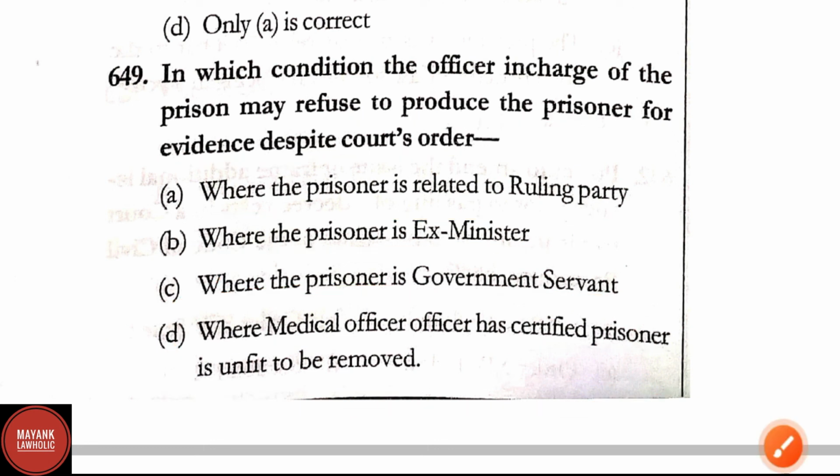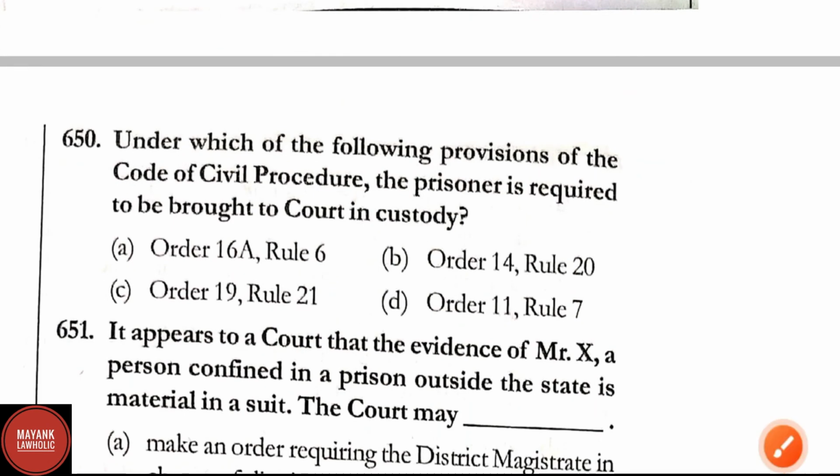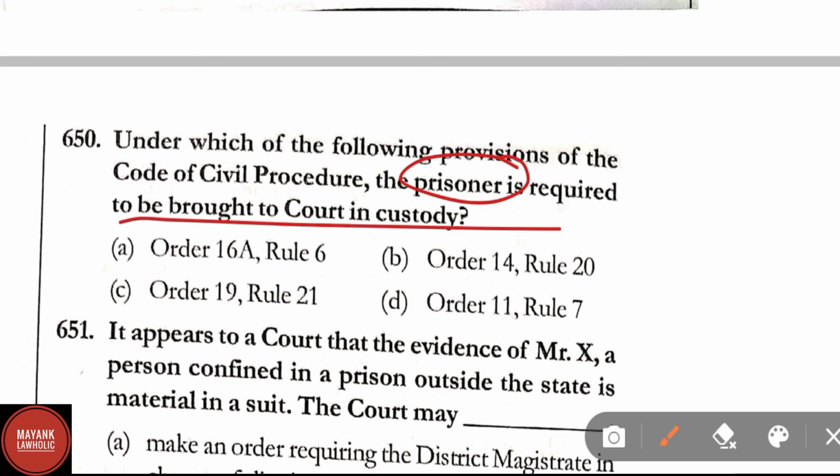Question number 650. Under which of the following provisions of the CPC the prisoner is required to be brought to court in custody? Here correct answer is option A, that is under Order 16A and Rule 6 of CPC.